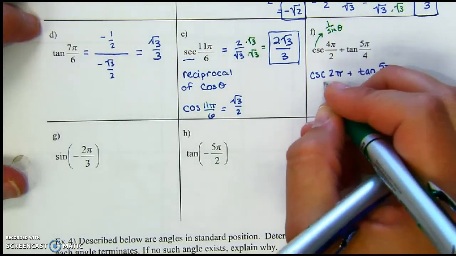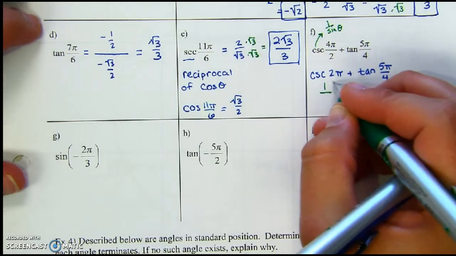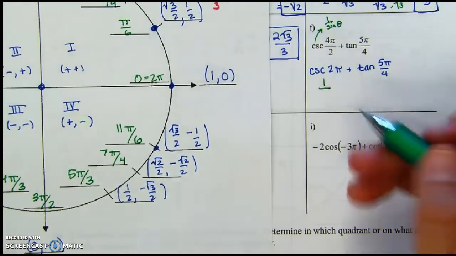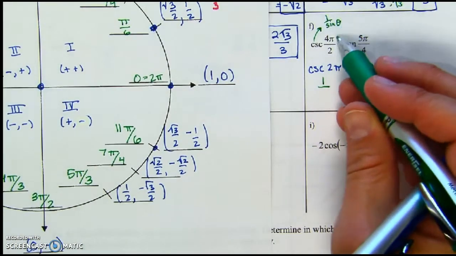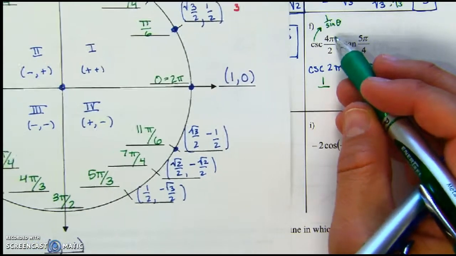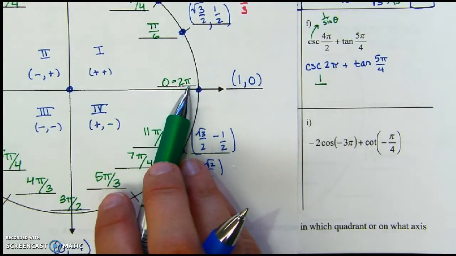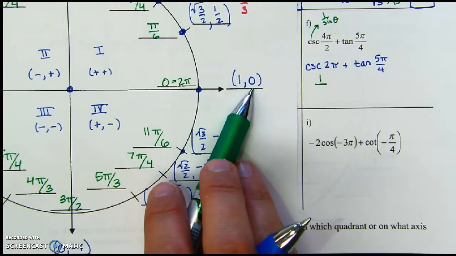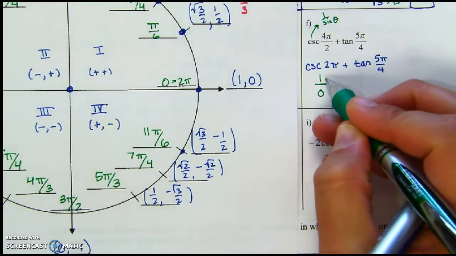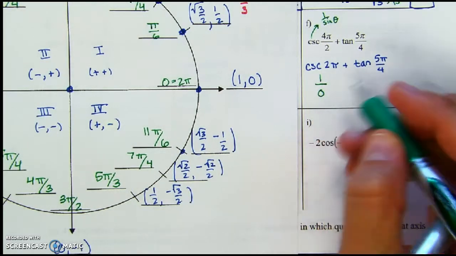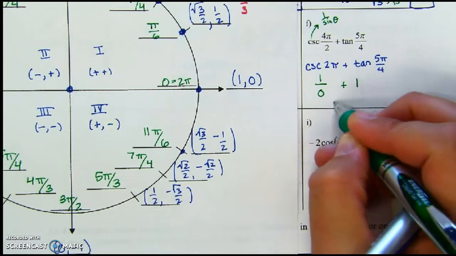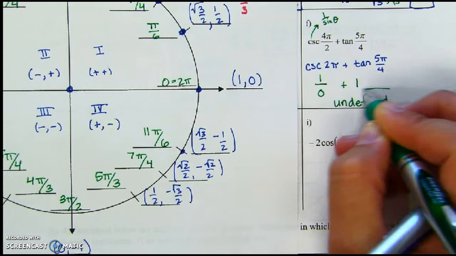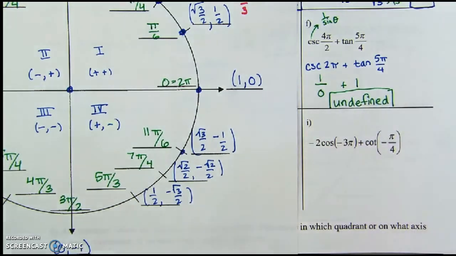Sine, what's sine? Sine is the y value. Go to 2 pi. If your brain is hurting, then you're doing this correctly. Ready? Cosecant is 1 over sine. Sine is the y value. What is the y value at 2 pi? What's the y coordinate point? 0. Can we take something and divide by 0? Nope. So this entire answer is undefined. Okay, some of the answers will be undefined because you cannot divide by 0.